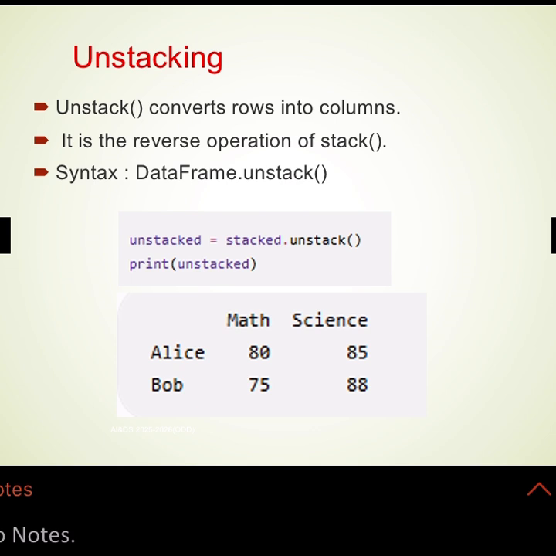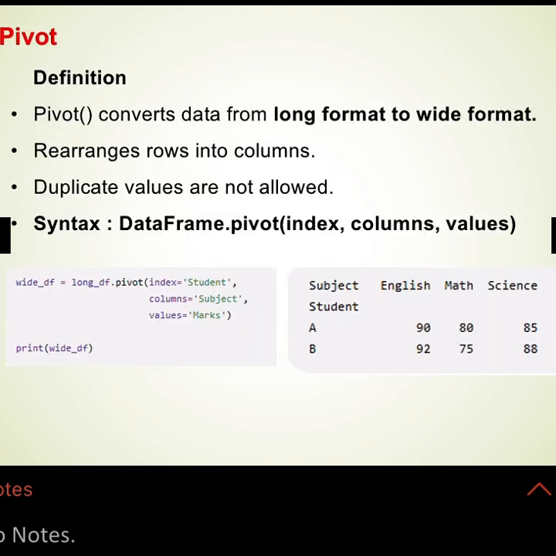Next is unstacking. Unstack is the reverse of stack. It converts rows into columns, and the syntax is just data frame dot unstack. Now we are assigning the new unstacked value to a new data frame, unstacked, and printing the unstacked value. It will change back to the first format, with two columns and two rows.